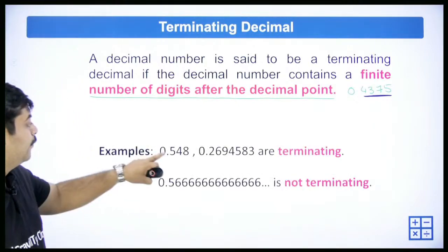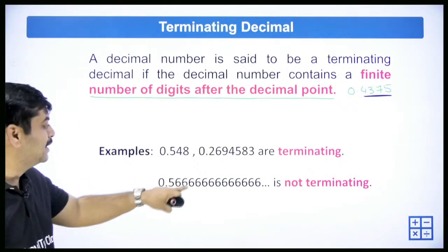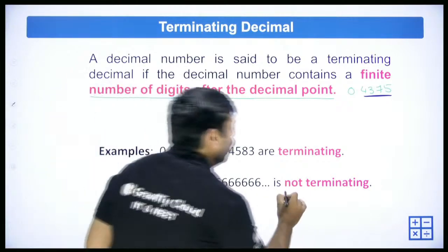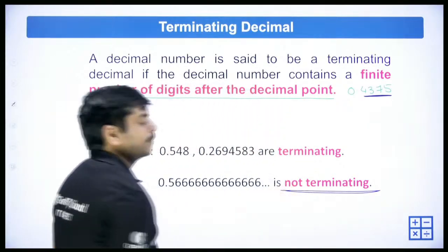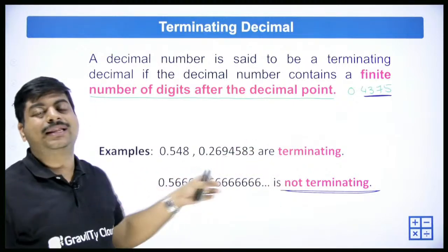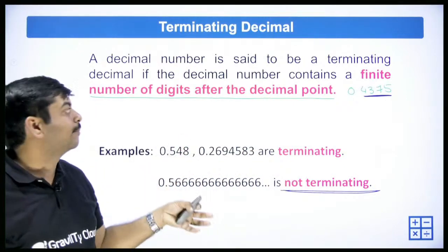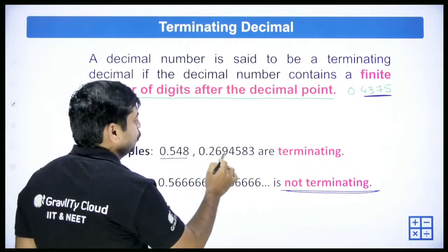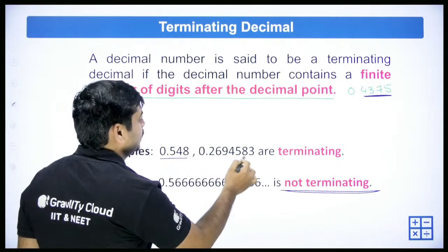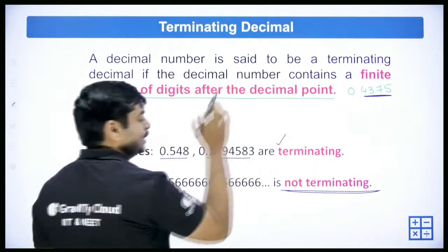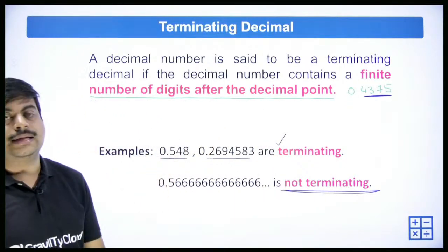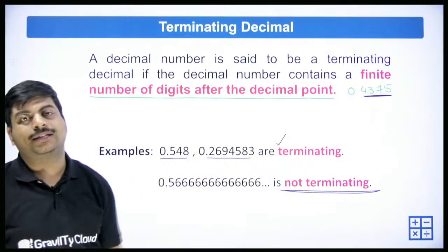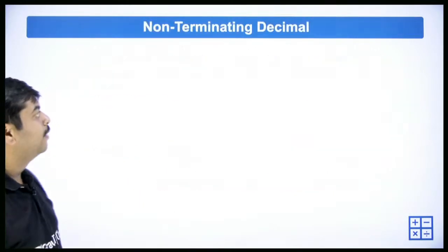But if we have something like 0.5666 and so on, it is never terminating. We say this is non-terminating. Okay, 0.548 is fixed: 1 2 3 4 5 6 and 7 digits after the decimal. It is a finite value. It is terminating, but here it is never terminating. It just keeps on going. Right? Let's go for one more.